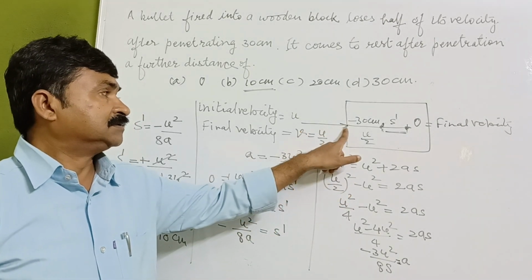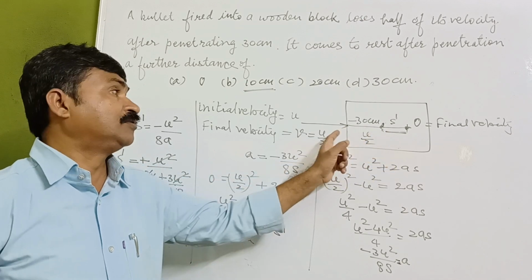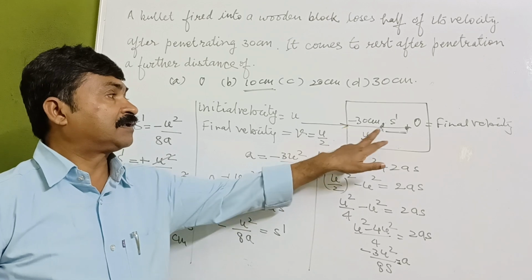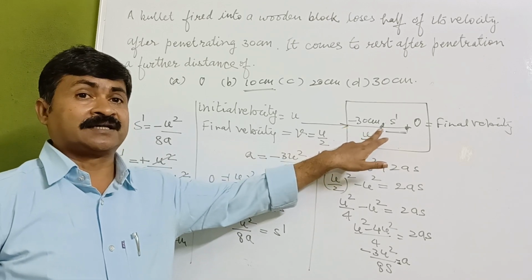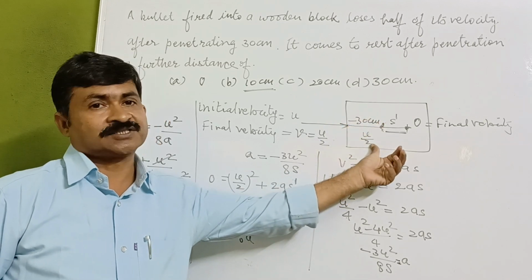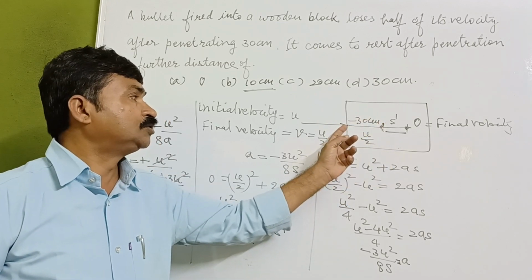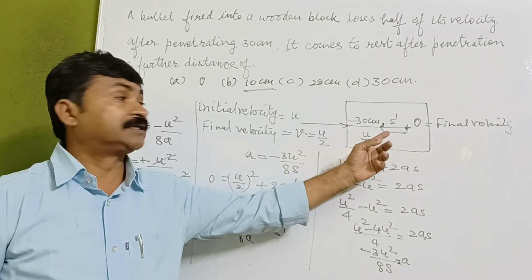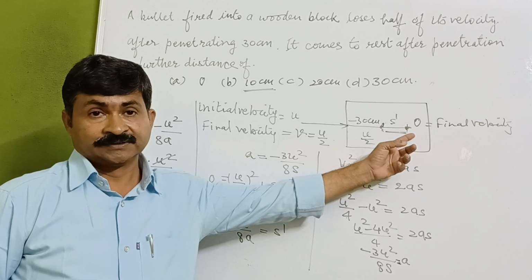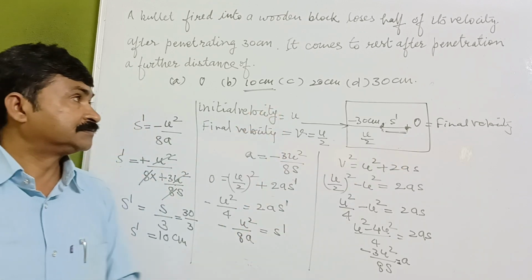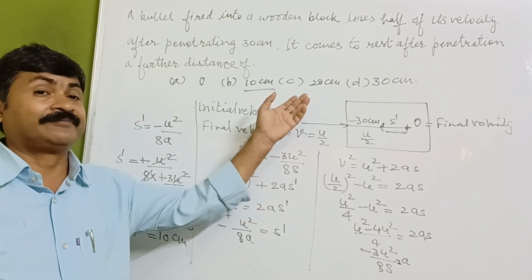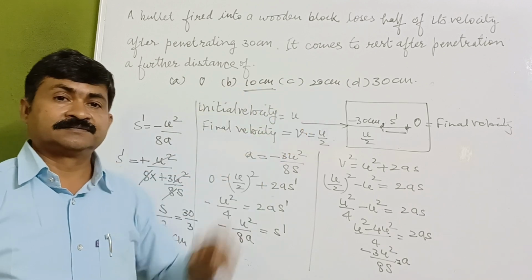Here the bullet is penetrating into the block. After penetration of 30 centimeter, it further moves. During this, its velocity decreases to half. Here it is u, and when it is entering, it is u by 2, and after that it comes to rest, that is 0, the final velocity. So in this way we can solve the numerical and ultimately MCQs also.